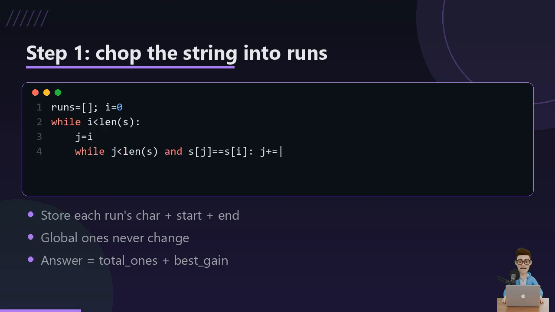Step 1. We walk through the string and break it into runs, those streaks of the same character we defined earlier. For each run, we jot down its character and where it starts and ends. Here's a comforting fact. The total number of ones never changes. When we make our move, we only rearrange them. So the final answer is always that total, plus whatever extra we can gain. We count the total just once, and then set it aside.